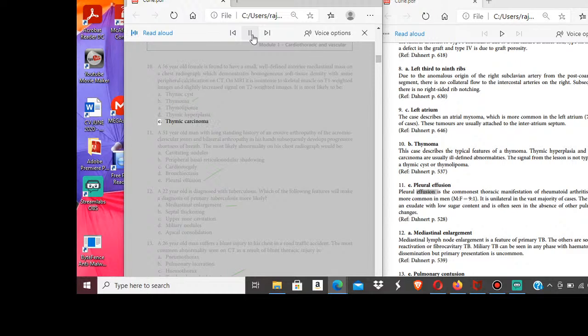C. Thymolipoma, D. Thymic hyperplasia, E. Thymic carcinoma. 11. A 51-year-old man with long-standing history of an erosive arthropathy of the acromioclavicular joints and bilateral arthropathy in his hands subsequently develops progressive shortness of breath. The most likely abnormality on his chest radiograph would be: A. Cavitating nodules, B. Peripheral basal reticulonodular shadowing, C. Cardiomegaly, D. Bronchiectasis, E. Pleural effusion.